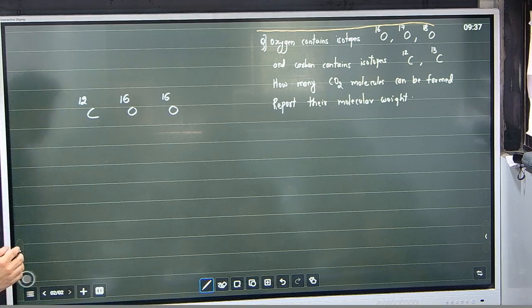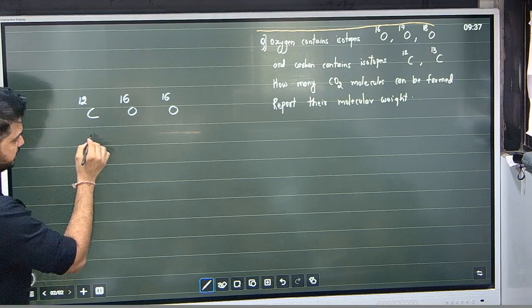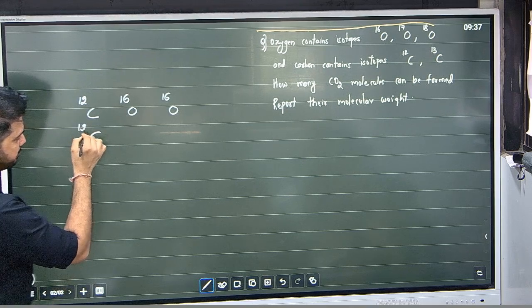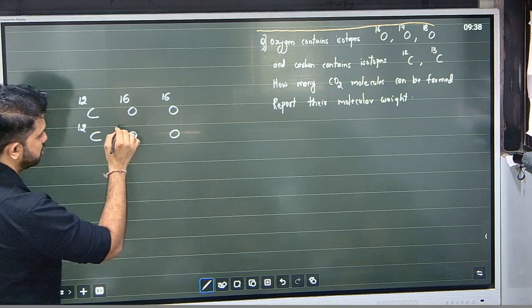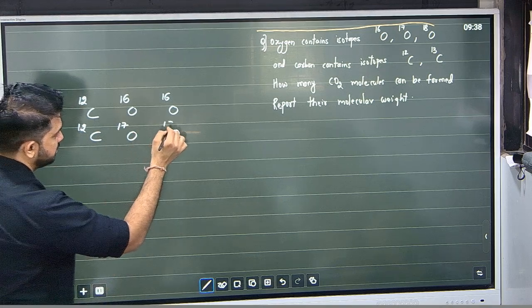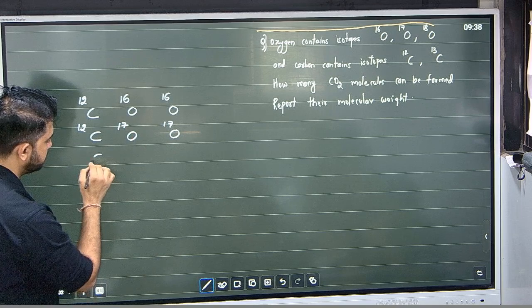So they are trying to ask how many such different combinations are possible. Second, I can take the same carbon 12 isotope, but instead of oxygen 16, I can take oxygen 17. Can someone give me the third combination?